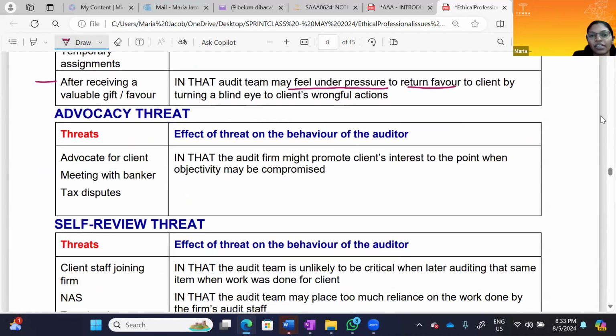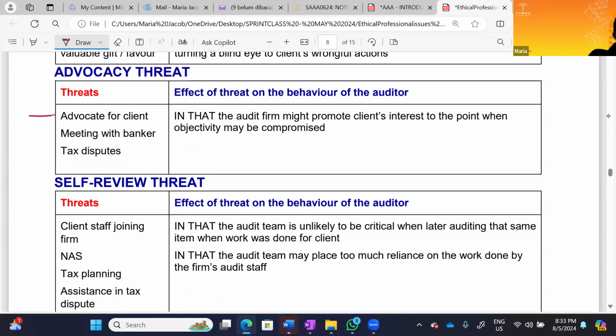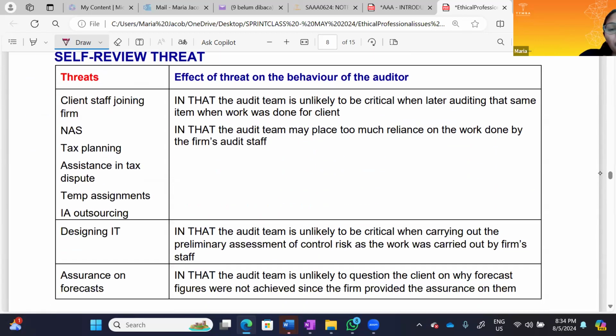Now let's look at advocacy threat. What type of issues? When you advocate for the client, meet up with the banker, or handle a tax dispute. You want to say that the audit firm might promote the client's interests to the point where objectivity may be compromised. Self-review threat arises from audit client staff joining the firm, non-audit services, tax planning, assisting in a tax dispute, temporary assignment, internal audit outsourcing, designing an IT system, and assurance on a forecast. All of this gives rise to a self-review threat.